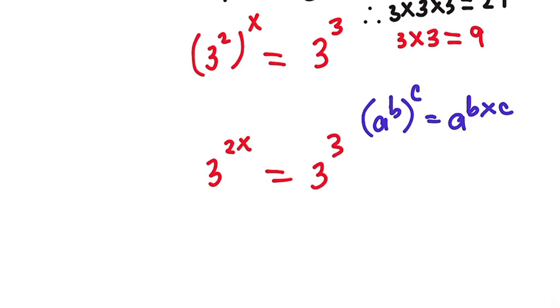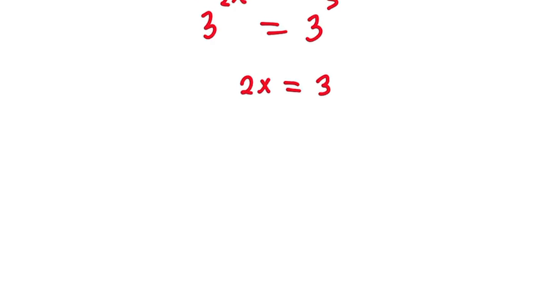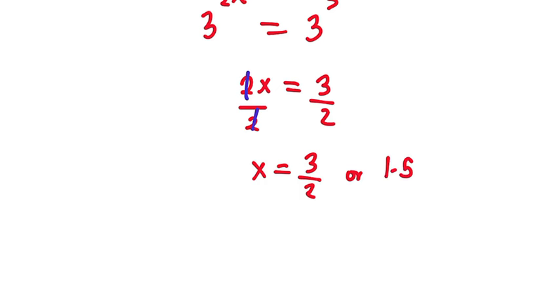All right, so the next thing we're going to do is that for the fact that we have the two bases the same, we are going to equate the powers. Then we have 2x equals 3. All right, so to get the value of x, we divide both sides by 2 like this. So this will cancel this. Then we are left with x equals 3 over 2, or we have 1.5. That is in decimal. All right, that's the value.